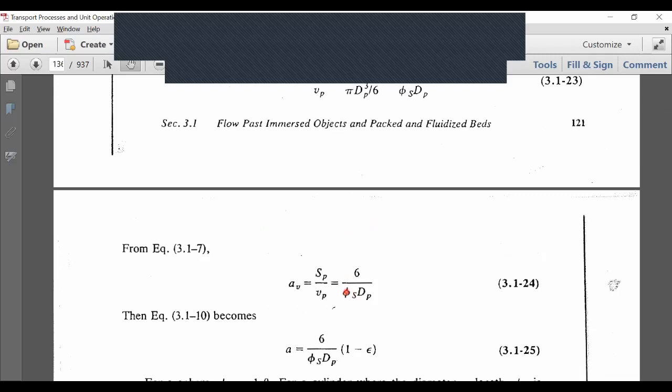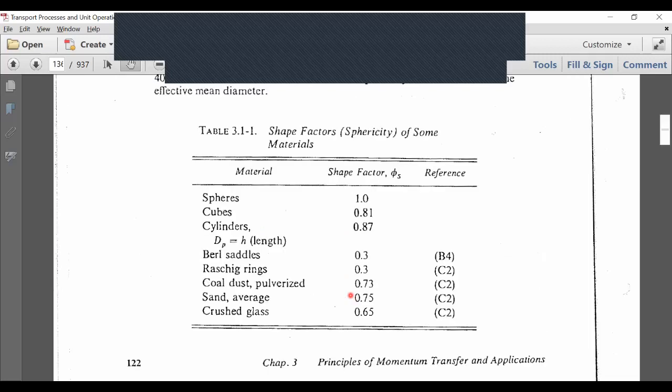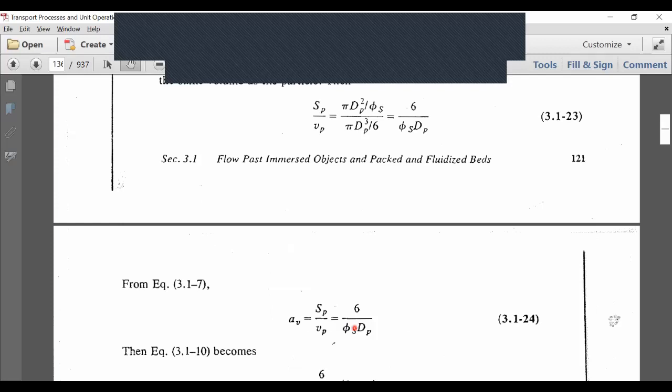But for spherical, you can see for spheres it's 1. So it becomes 6 over dp, just the same as in the equations in the previous subchapter.